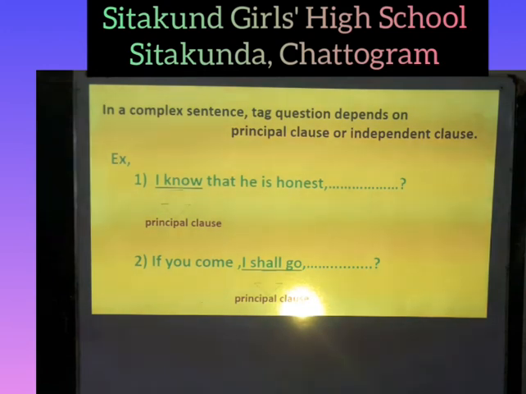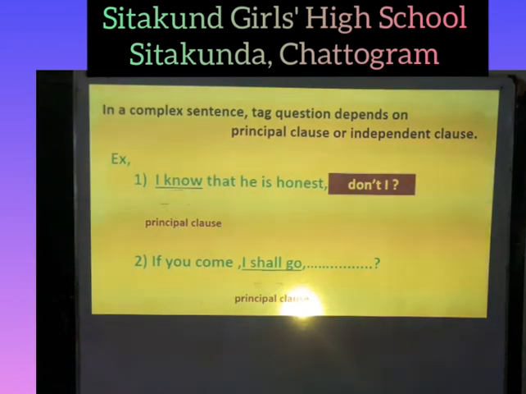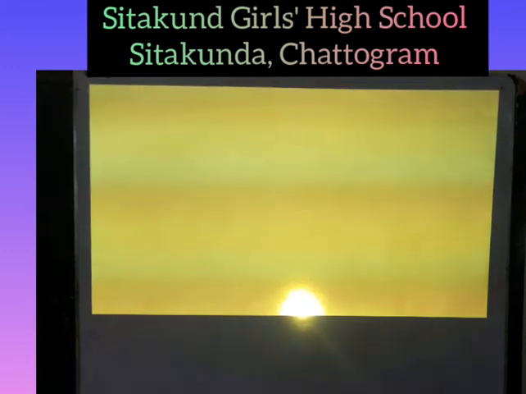I know is a principal clause, so for I know in the tag question you have to write don't I, because know is a present form. For present form you have to write don't, and for the subject I is a pronoun, so I for I, don't I is the right answer. And I shall go is a affirmative statement, and I shall go is a principal clause. For this principal clause you have to write shan't plus subject I is a pronoun, so shan't I is the right answer. I think you have clearly understood.